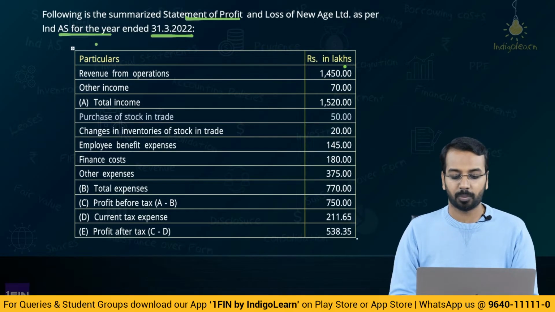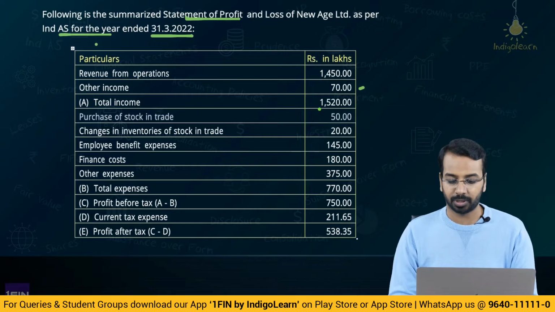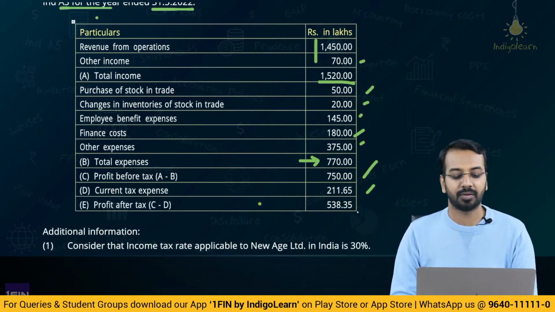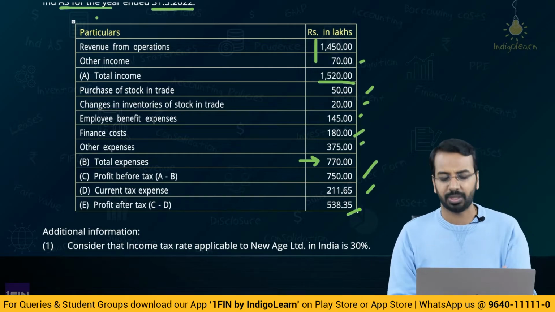So you have revenue from operations 1450, other income 700, then you have total income of 1520, basically summation of these two. Then purchases of stock in trade, changes in inventory, employee benefit expenses, finance cost, other expenses. So 770 is the total expense. So 1520 minus 770, you have profit before tax of 750, current tax expense 211.65, profit after tax 538.35. This is the P&L, right?